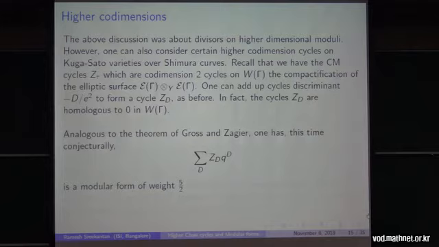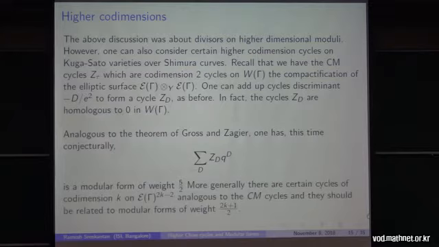Okay. So analogous to the theorem of Gross and Zagier, one has this time conjecturally that the summation of Z_d q to the d is a modular form of weight 5 over 2. And in fact, you can generalize this picture. But more generally, there are certain cycles of codimension k on this E^(2k-2) over Gamma, analogous to CM cycles, and they should be related to modular forms of weight (2k+1)/2.